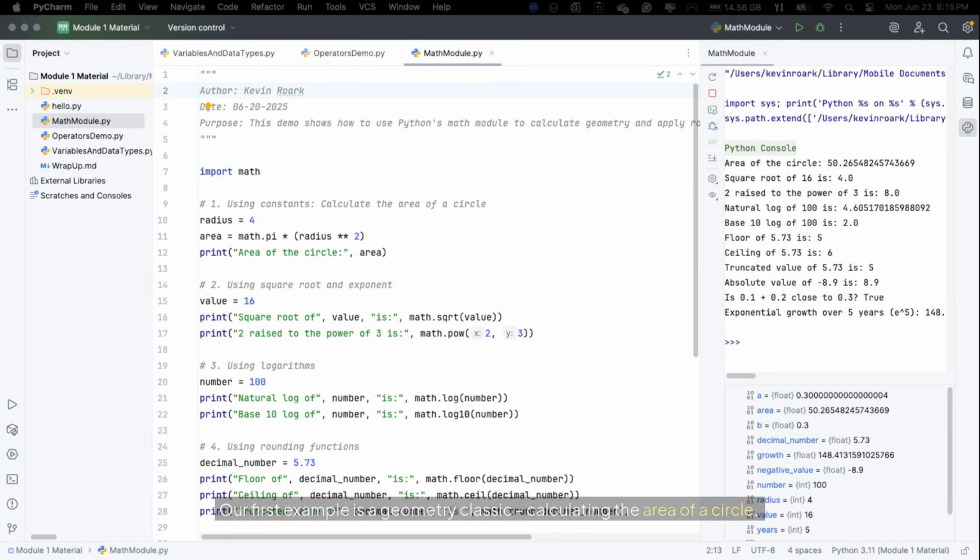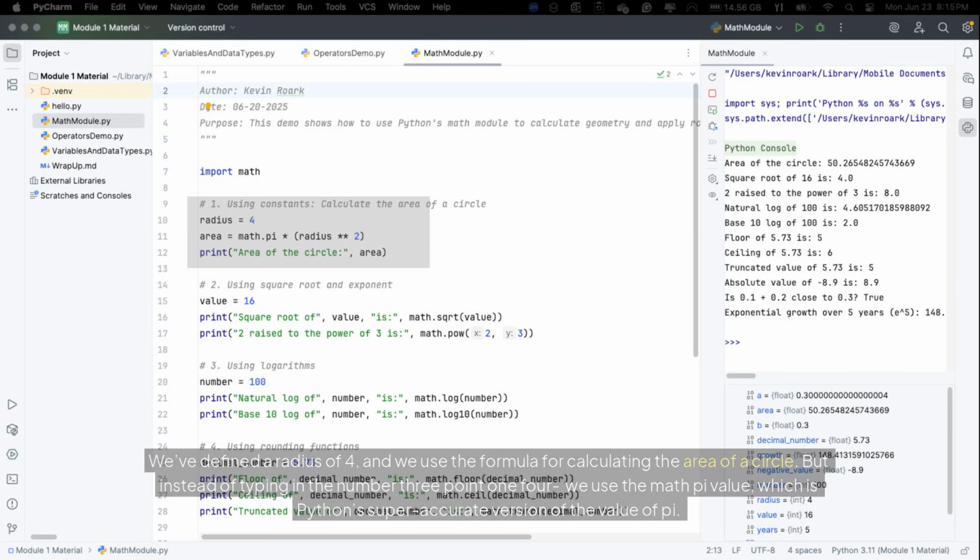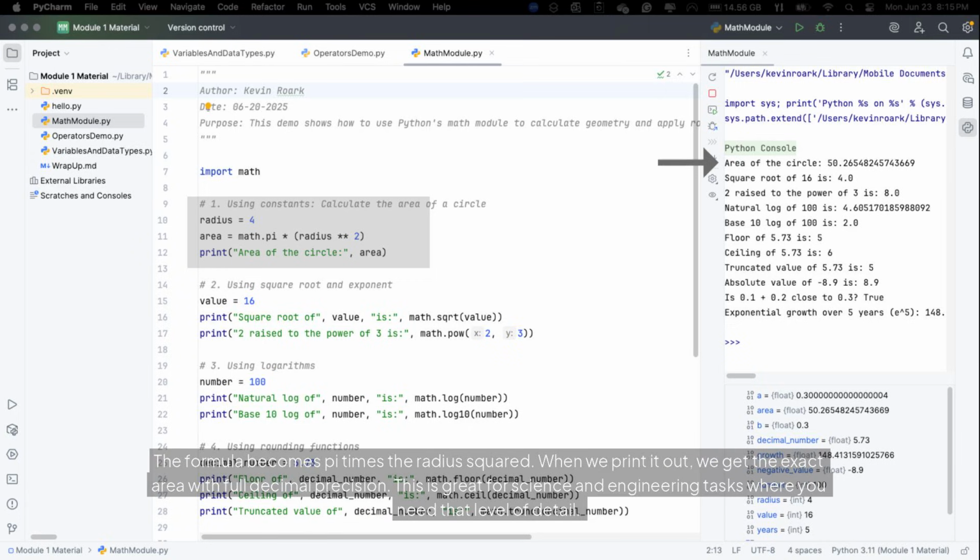Our first example is a geometry classic, calculating the area of a circle. We've defined a radius of 4, and we use the formula for calculating the area of a circle. But instead of typing in the number 3.14, we use the math.pi value, which is Python's super accurate version of the value of pi. The formula becomes pi times the radius squared. When we print it out, we get the exact area with full decimal precision. This is great for science and engineering tasks where you need that level of detail.